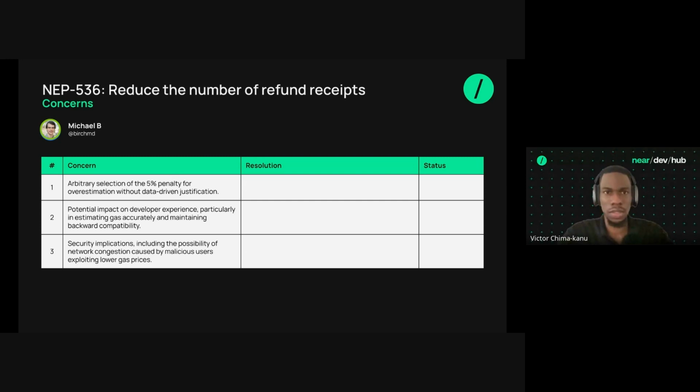Excellent. Thank you so much for that, Michael. Thanks for sharing. So now that we've heard about the advantages and the concerns of the NEP, let's take a look at each working group member's opinion, which brings us to the voting stage.